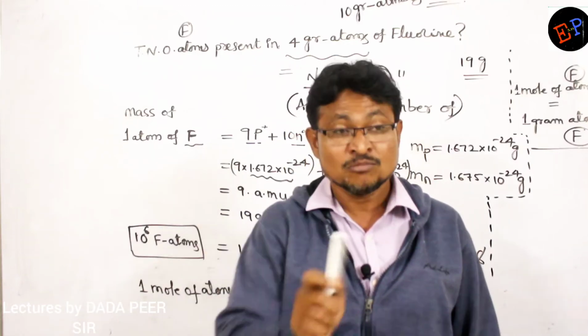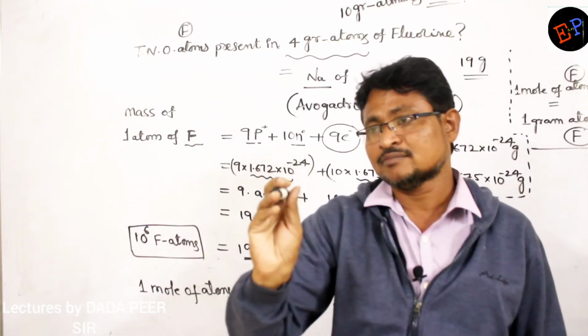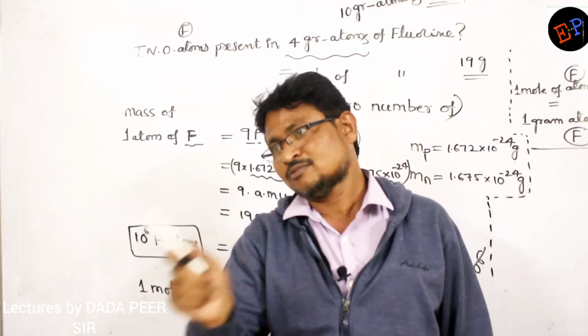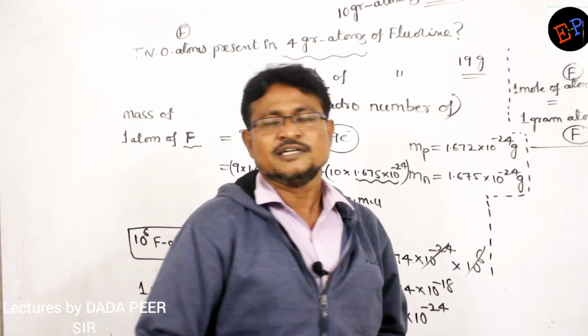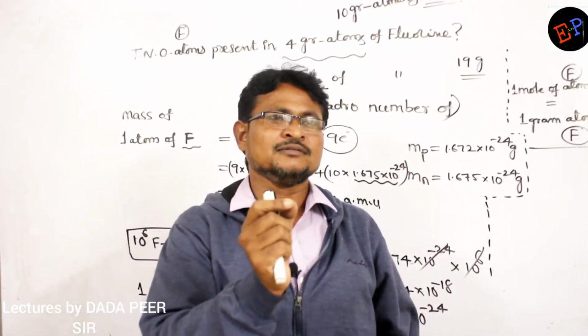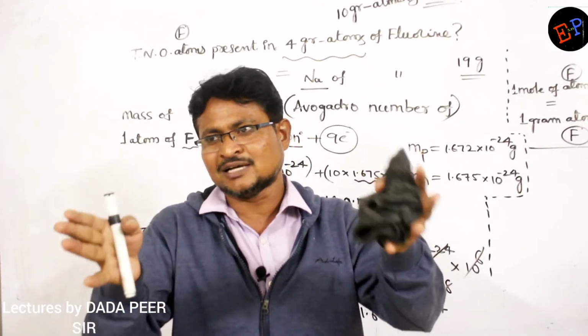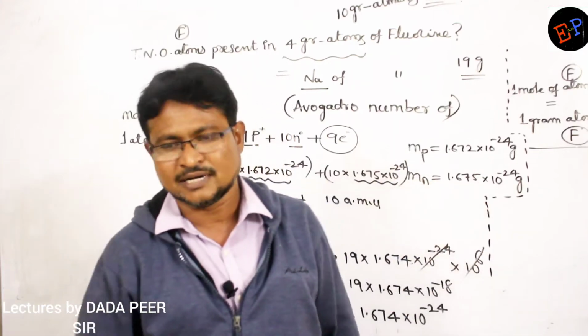10 gram atoms means 10 moles. 10 moles of lithium atoms. Next, second option, 10 atoms of lithium. The fourth option as well as the first option, first and last, both terminal options are correct.